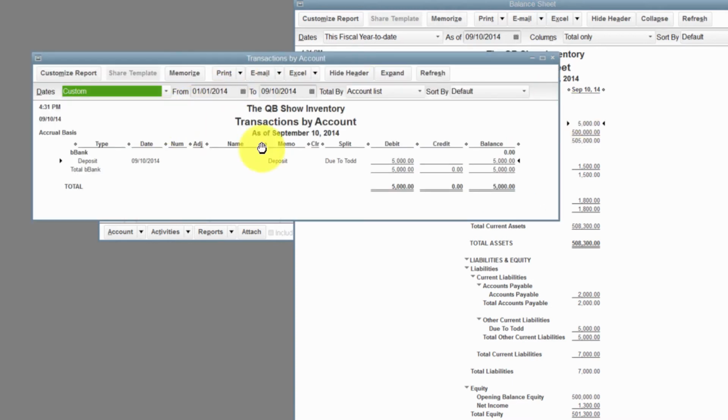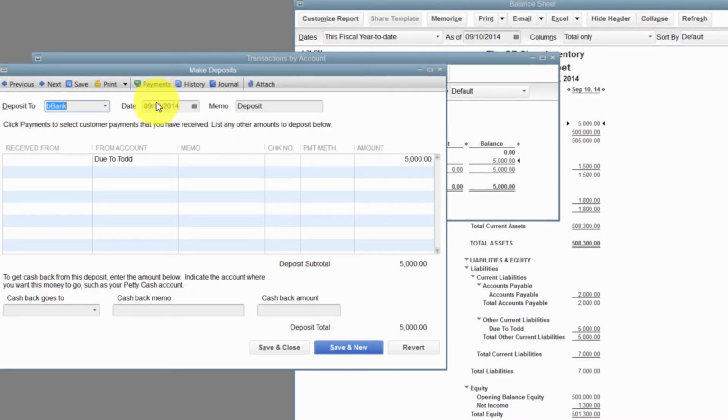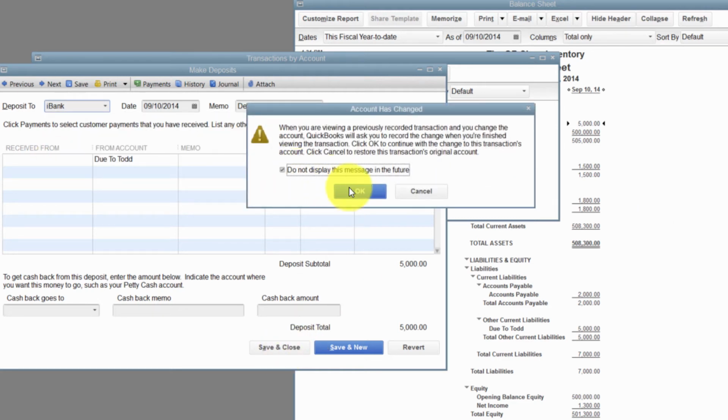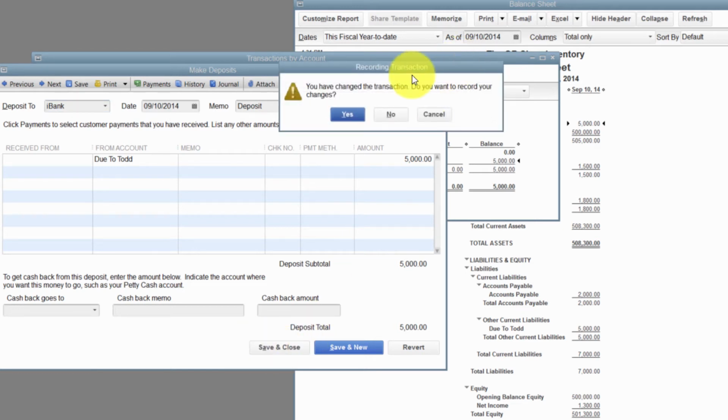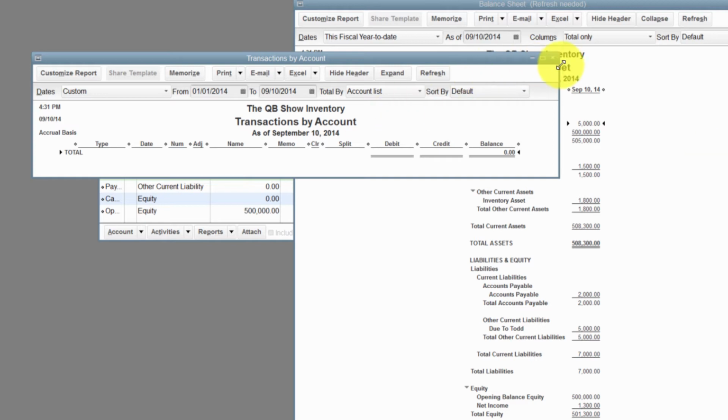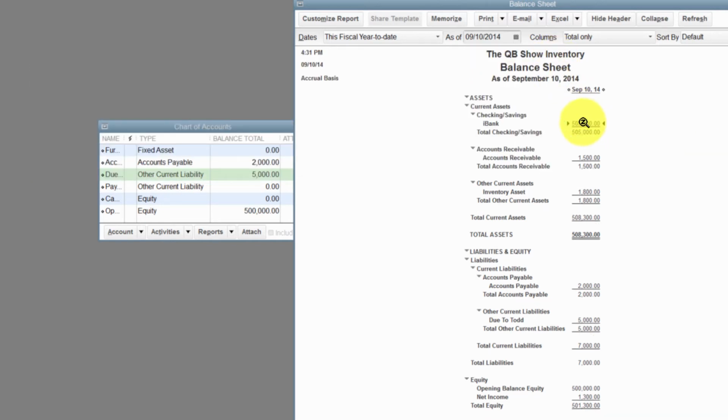No, we wanted to go into iBank with it. So let's go back and fix that. I did not pay attention to the bank account. Very bad bookkeeping on my part. I'm a bad bookkeeper, a big bad bookkeeper. Yes, I want to record my changes. So I now have $505,000 in the bank, $5,000 due to Todd.